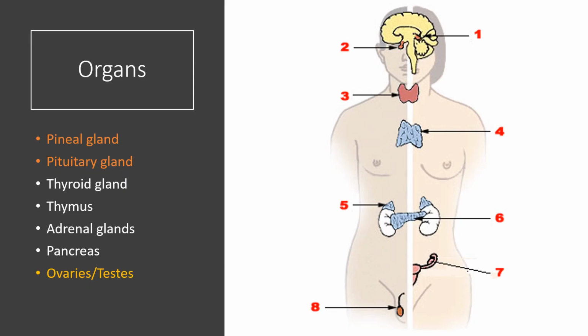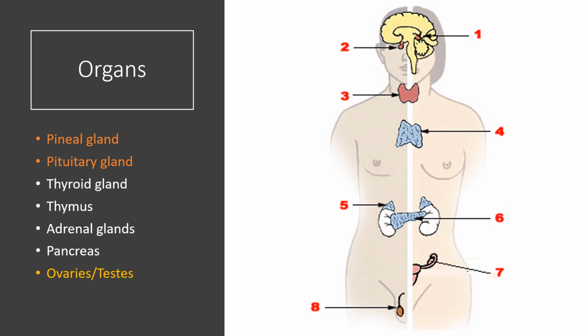There's a number of glands and organs which we're going to go through. There's the pineal gland located here up at number 1. There's a pituitary at number 2. There's a thyroid is number 3. The thymus is number 4. The adrenal glands are located at 5. The pancreas is 6. And then 7 and 8 are the ovaries and the testes.